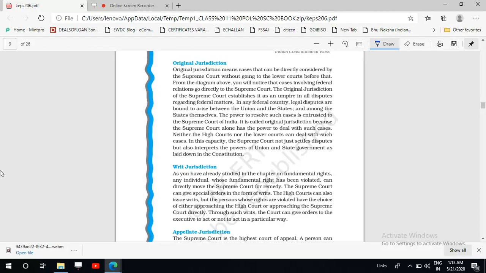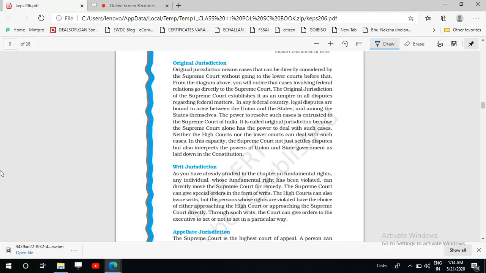Whatever dispute arose regarding the federal matter of the country, this role is being given to the Supreme Court. Because in federalism there is a very high possibility, and it happens too, that conflicts arise between the Union and the State, and the power to resolve such cases is entrusted to the Supreme Court of India.